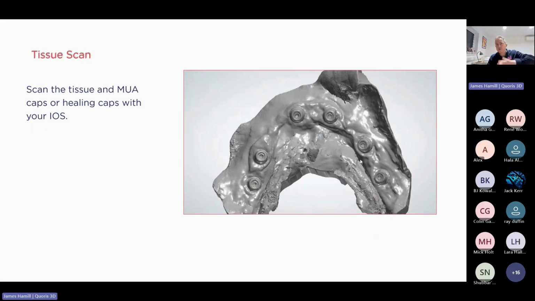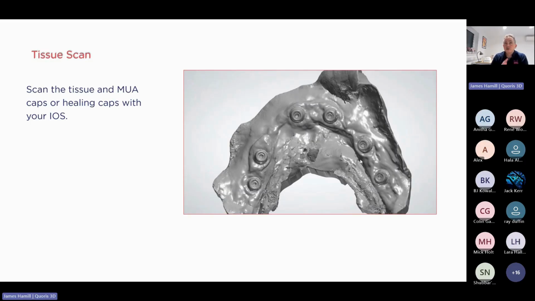inclusive of the fit surface, because we need to see where the MUA caps are. That can be a slightly difficult scan to take, and you might have to have a few goes, and that might take a little bit of practice to get that scan correct. But there are certain ways to scan it to make life a little bit easier.